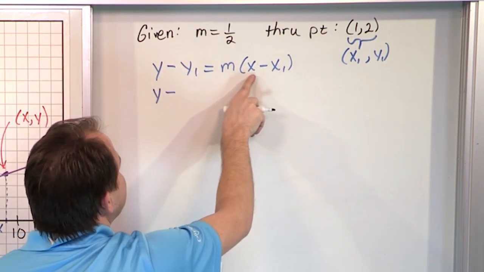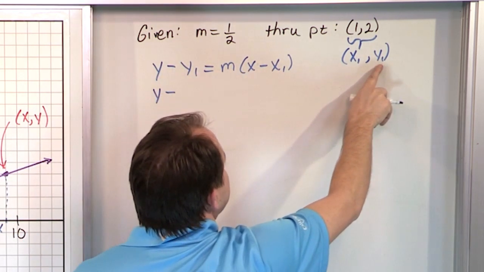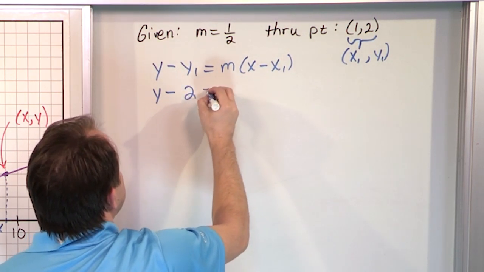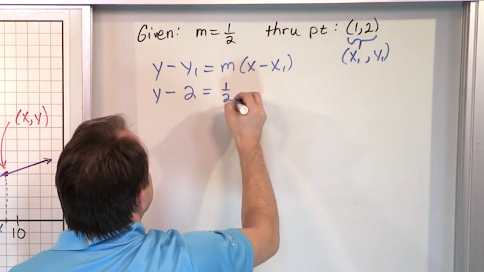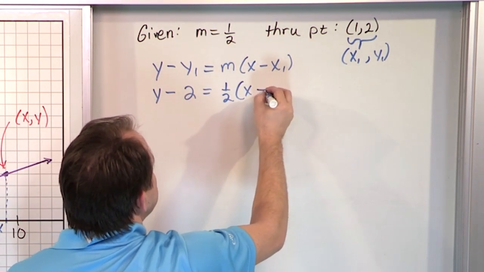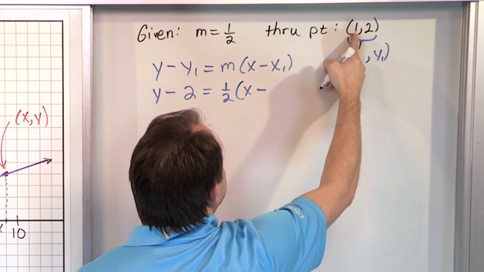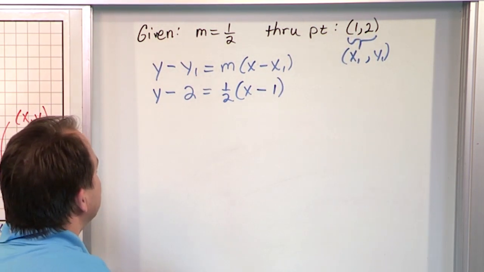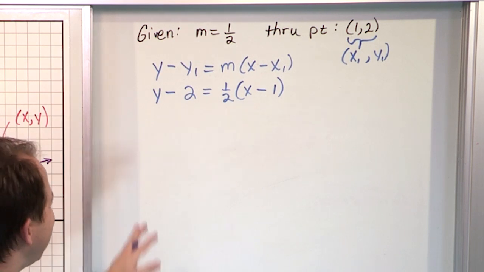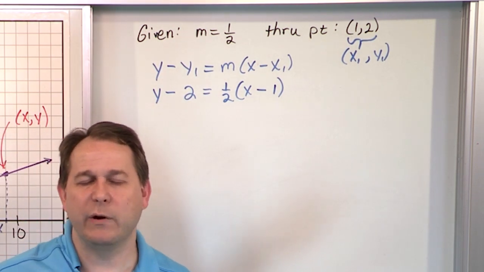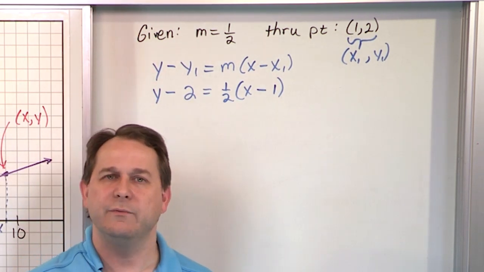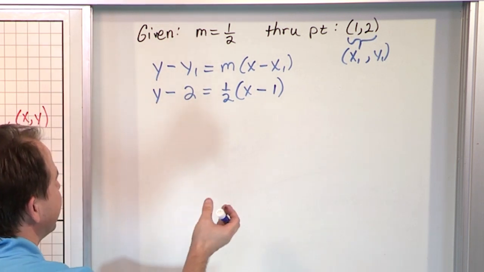These guys here, you leave them alone. For y1, it's equal to 2. So y minus 2 equals the slope of 1/2 times x, you leave this one alone, minus the other value here, which is x is equal to 1. So literally, we put it in there. Now, technically, this is actually an equation of the line. You could kind of circle it, but really nobody wants you to do that. We want you to simplify it.